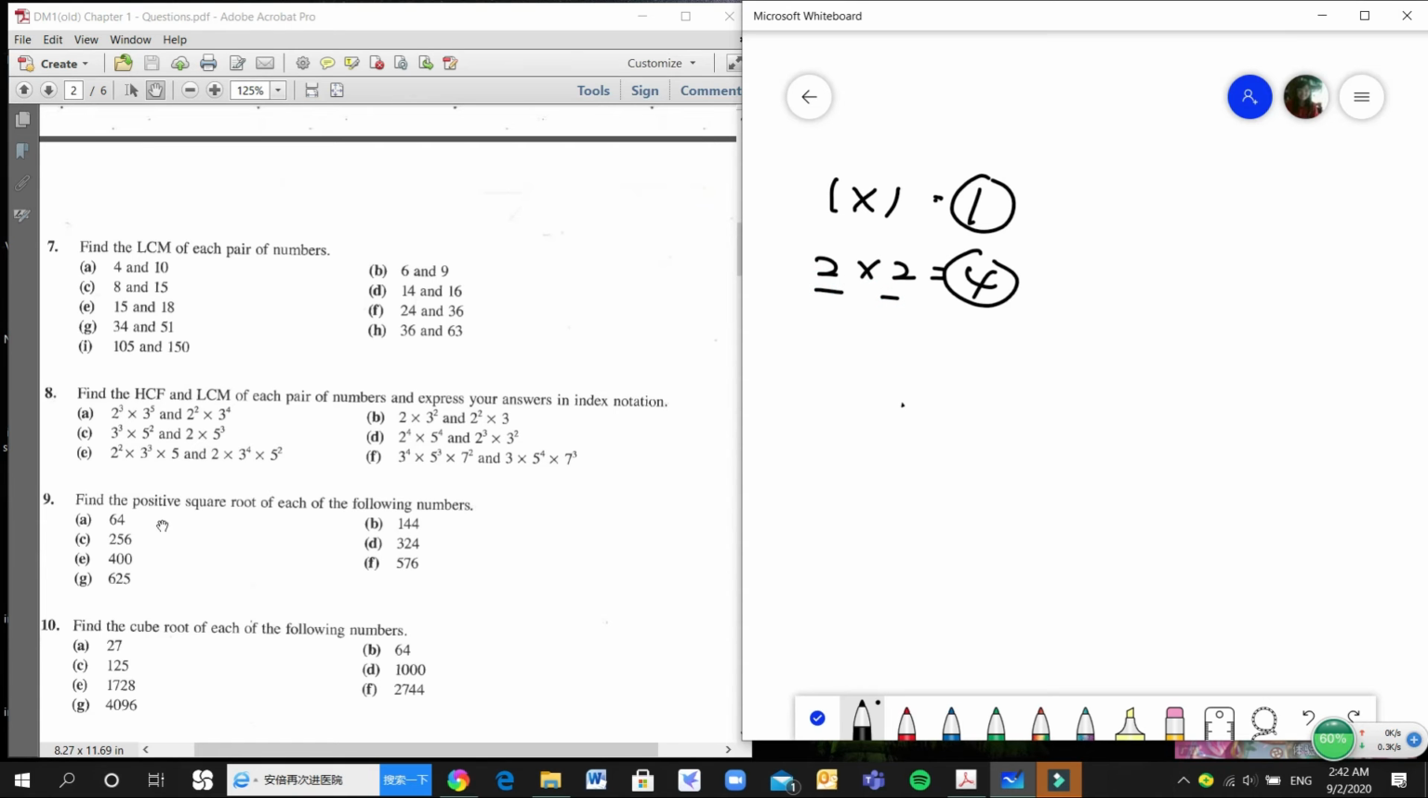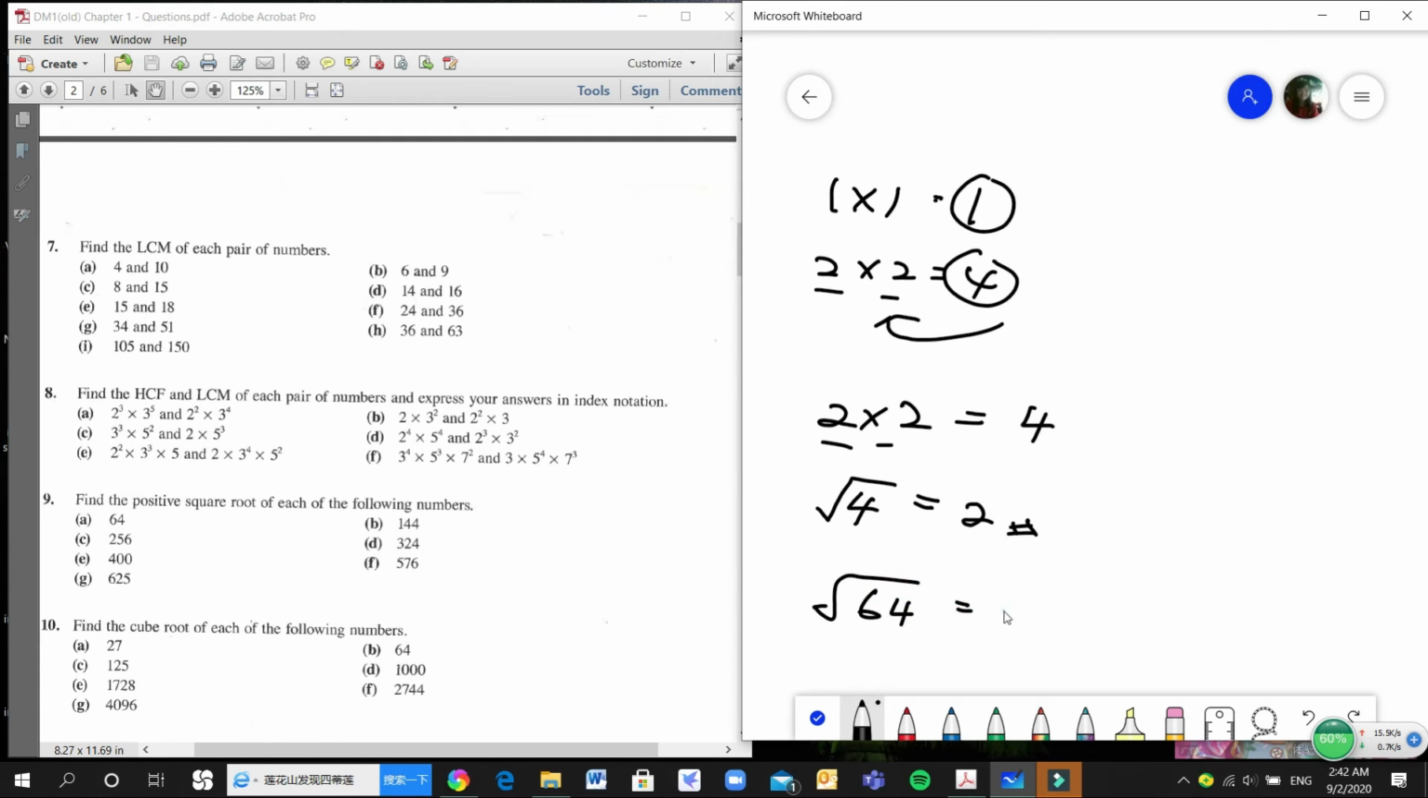So they ask you to find the positive square root. Square root is the reverse. So that means if I say 2 times 2 is equal to 4, and if I want to say what is the answer for the square root of 4? Square root means what is the number that can produce the square number. So 4 comes from 2 times 2, so the answer will be 2. That's it. Then you look at question 9a. 64. Square root of 64 will be 8 because 8 times 8 will be 64.